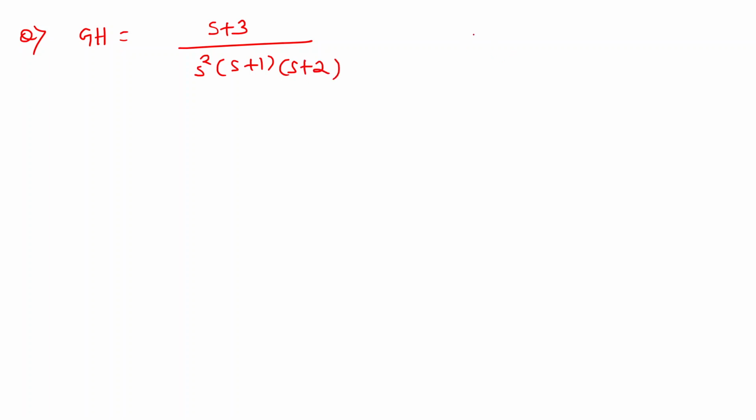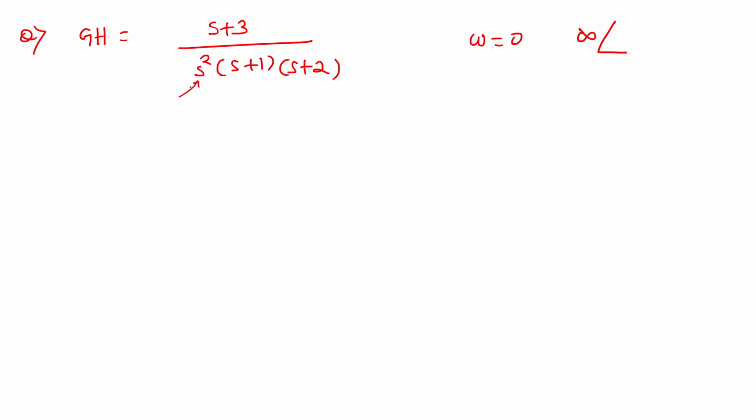Now you tell me, sir, at omega equal to 0, what is the value? Whenever one s term is there and you put 0, 1 by 0 is always infinity. The other terms are finite, that doesn't matter. So at omega equal to 0, the magnitude is infinity, because this term will go to infinity.